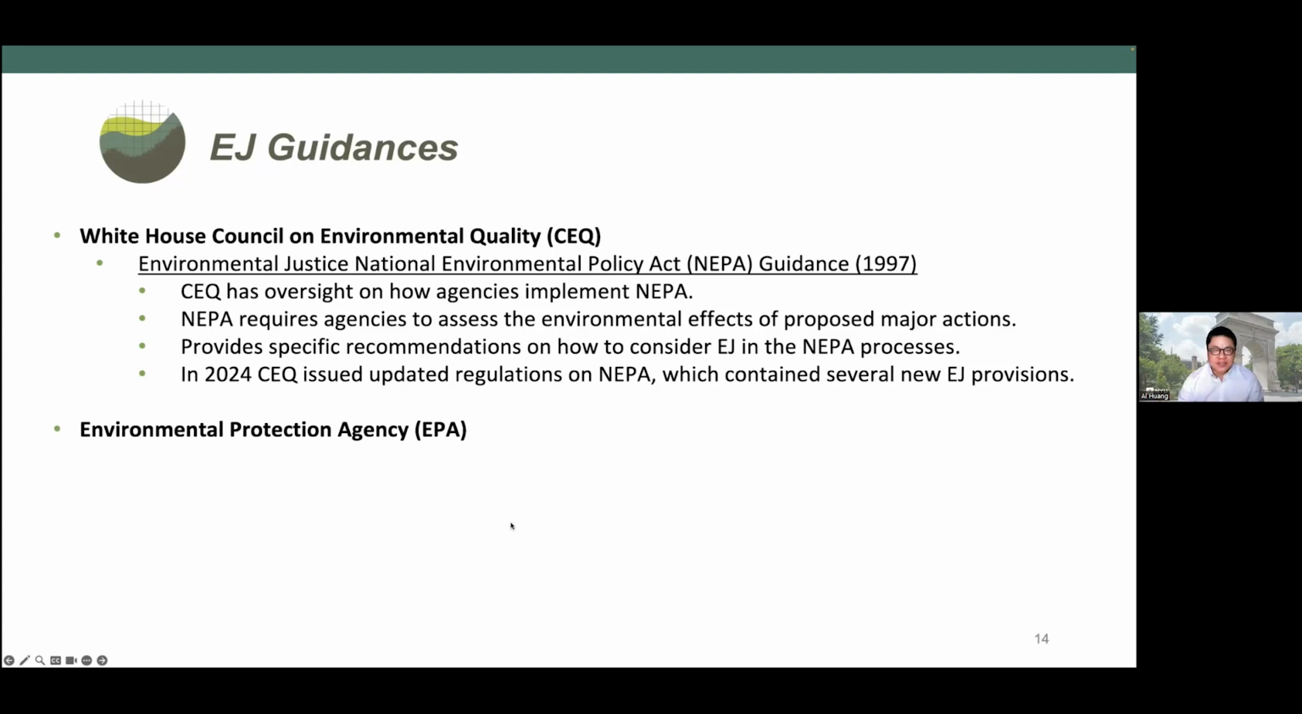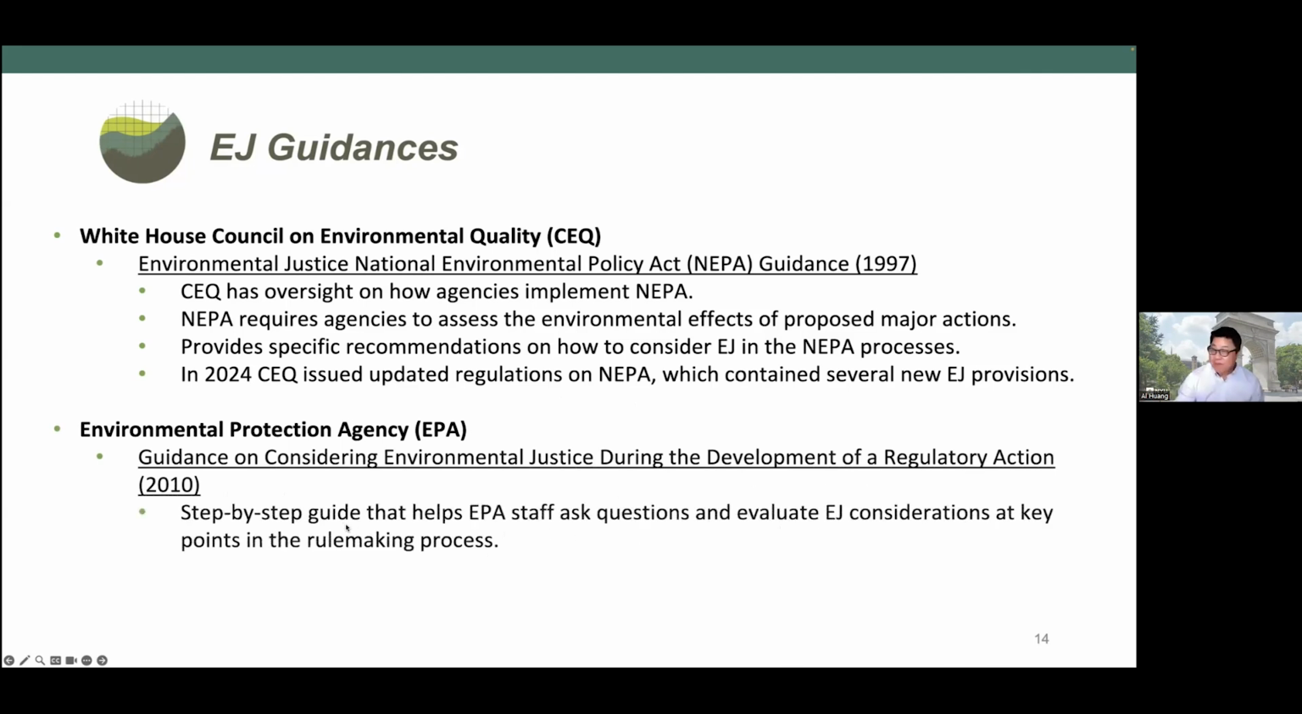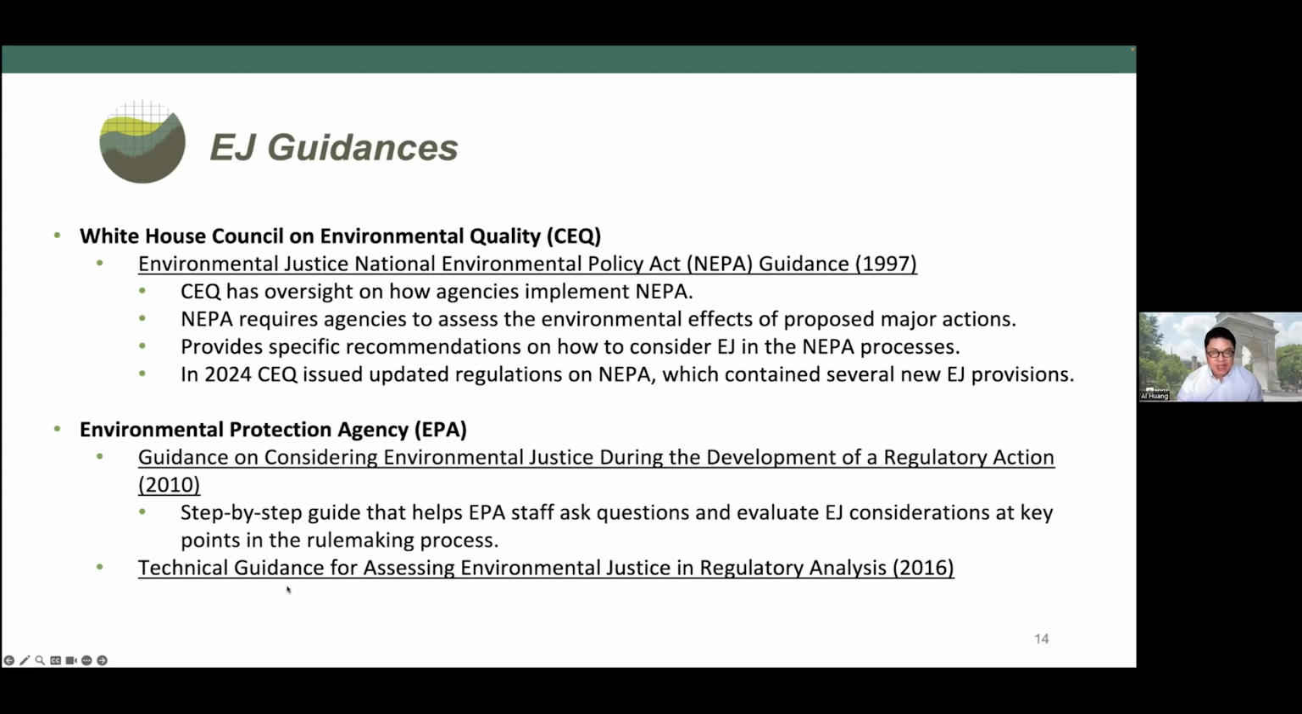EPA, not surprisingly, has issued two really important guidances on EJ, which many agencies also look at and consider. The first was in 2010, a guidance on considering EJ during the development of a regulatory action. It's a step-by-step guide that helps EPA staff ask questions and evaluate key EJ considerations at key points of the rulemaking process. Related to that, in 2016, they issued a technical guidance for assessing environmental justice in regulatory analysis. It's a very detailed guidance that talks about how people should assess EJ issues in rulemaking in an analytical fashion.